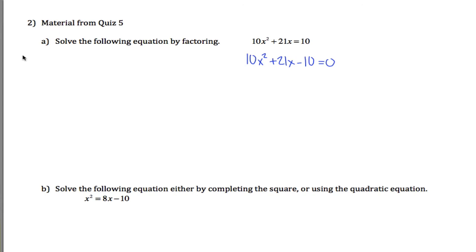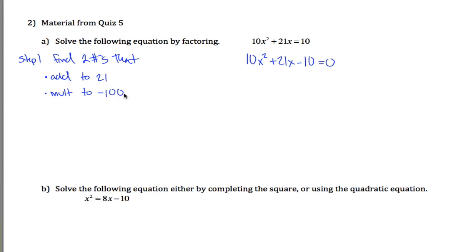Another way to do it is this 3-step process. Step 1 is to find two numbers that, and you're always going to be looking for two numbers that add to the coefficient on your x term. So add to 21 and multiply to the product of your leading coefficient and your constant term, 10 and negative 10. 10 times negative 10 is negative 100. So what I want is find two numbers that multiply to negative 100 and add to positive 21.